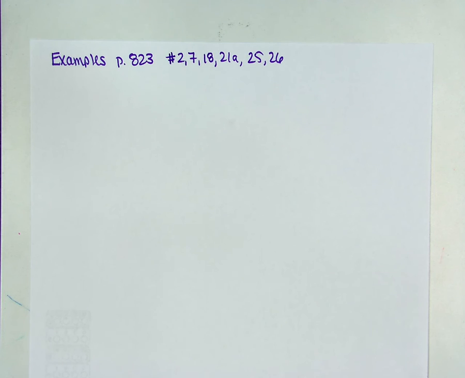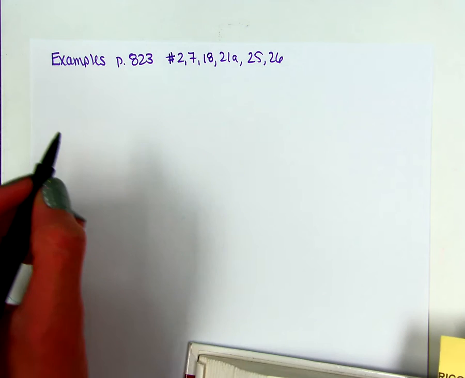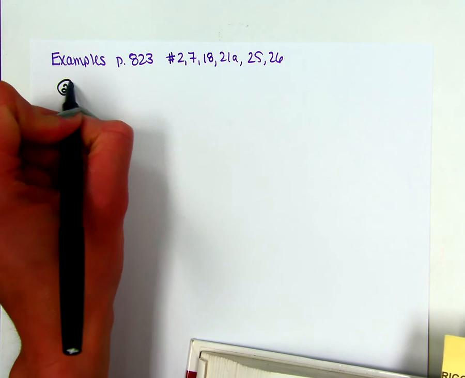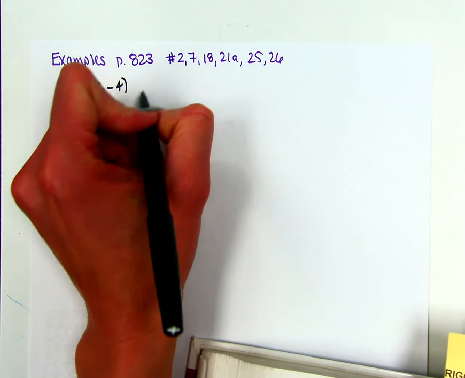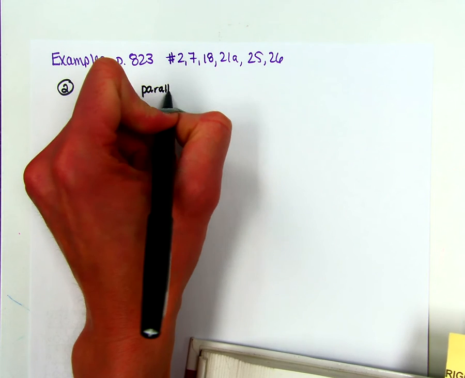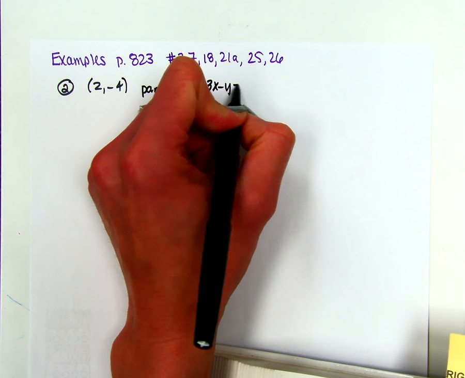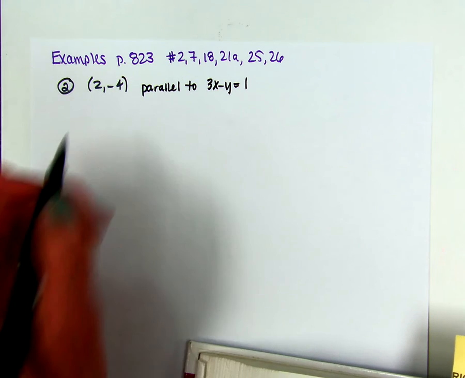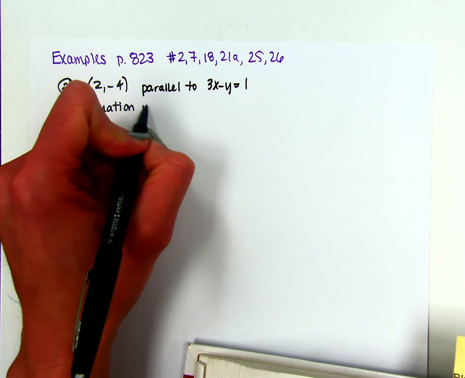All right, so if you look at page 823, we're going to do number 2 first. All right, so number 2 says it wants you to find an equation of a line that passes through the point (2, -4), and it's parallel to the line 3x minus y equals 1. They want you to find the equation in the form y equals mx plus b.